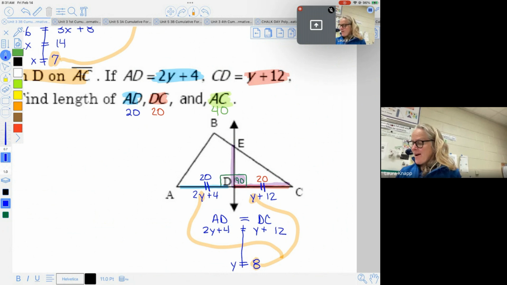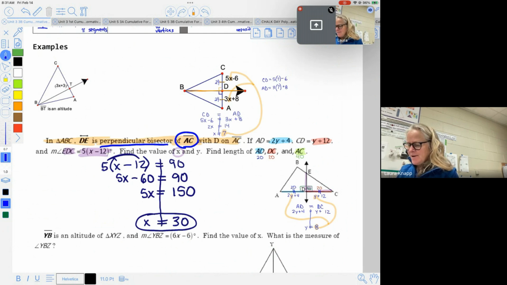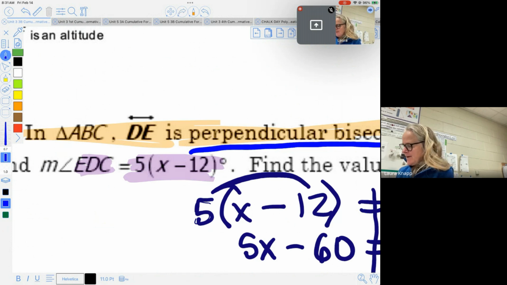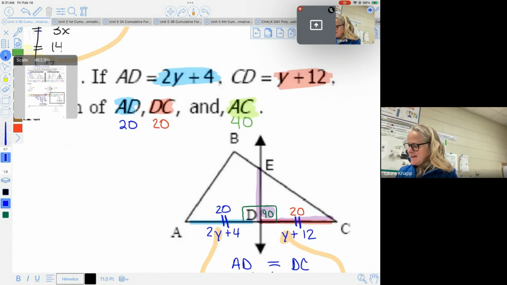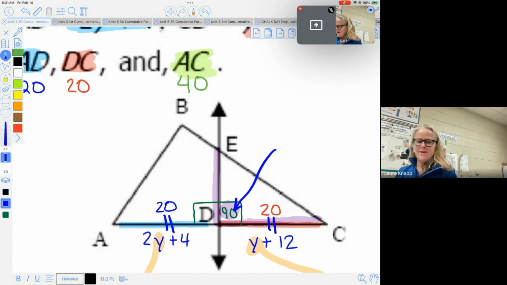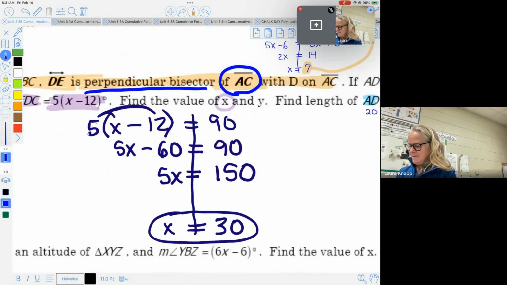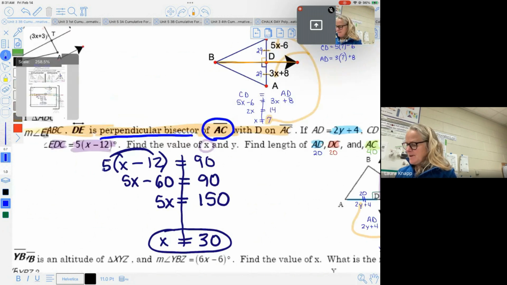Okay. They also asked for AC, which is all the way from A to C. Well, that's just the two 20s added together. All right, the last part of this one, notice it said EDC was 5x minus 12. So here we go. EDC, that's this angle right there. So it's equal to 90. And that's how I set this equation up. Equal to 90. And that's it. Okay, so that's your circumcenter triangle.